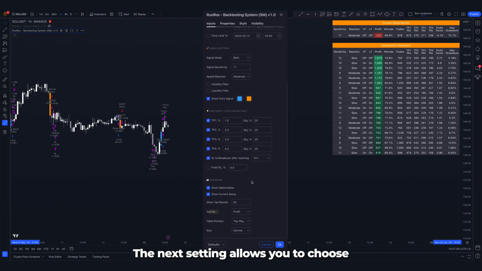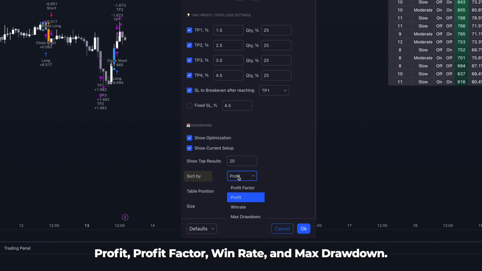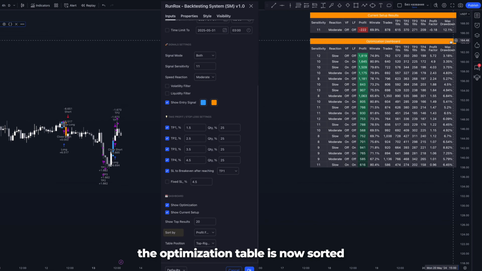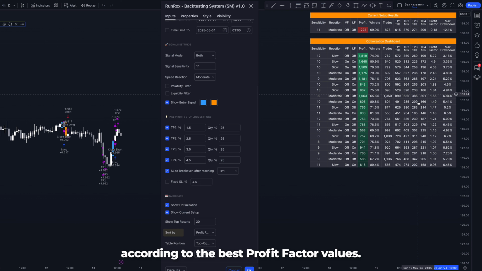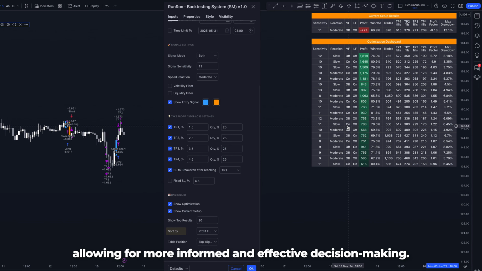The next setting allows you to choose the sorting order in the optimization table. By default, it is set to sort by profit, but you have the option to select from 4 sorting criteria: profit, profit factor, win rate, and max drawdown. Let's select profit factor. As you can see, the optimization table is now sorted according to the best profit factor values. This feature enhances your ability to quickly identify the most efficient settings based on the specific criteria that are most relevant to your trading strategy, allowing for more informed and effective decision-making.